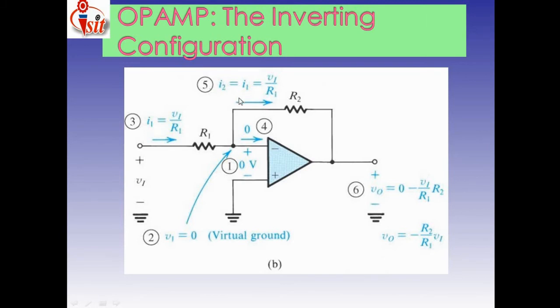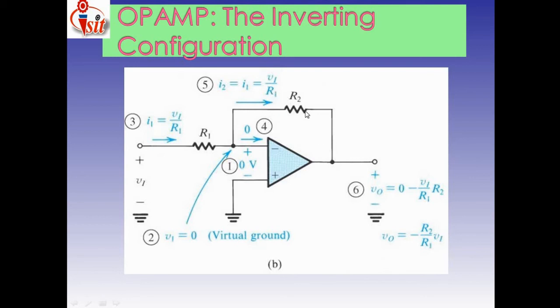That fifth step involves that I2 current is equal to I1 current. That means whatever the incoming current is, it is equal to the outgoing current. This follows Kirchhoff's current law. What does it say? Current is equal to voltage divided by resistance. Then what is the current in I1 or I2? It is V1 divided by R1.